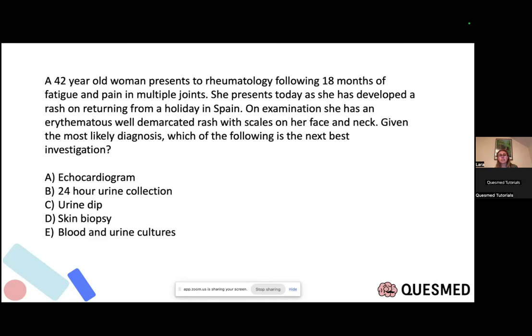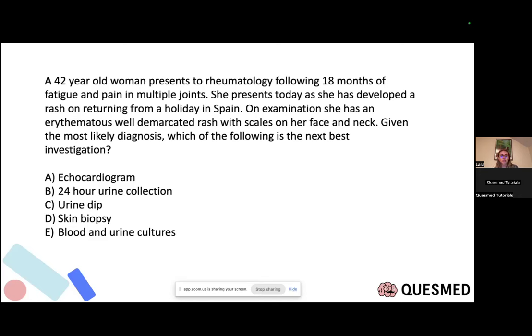So if I told you that this is a 40-year-old woman with fatigue and joint pains and a photosensitive rash, I think that makes it clearer. This is lupus. The next step then is, what is the next best investigation? I can understand why people might go skin biopsy, but actually that's not going to yield us a lot. Rheumatology is mostly at the bedside, and that constellation of signs and symptoms tells us this is likely lupus, and the way that we're going to actually diagnose that is through antibodies.